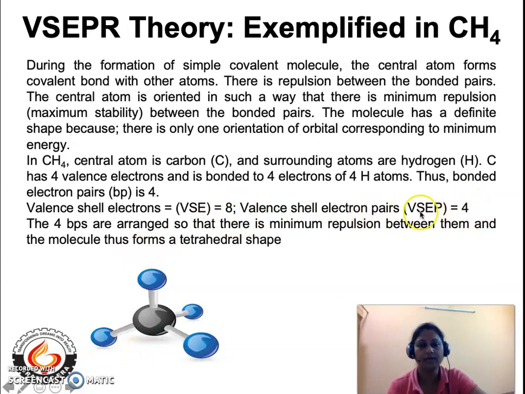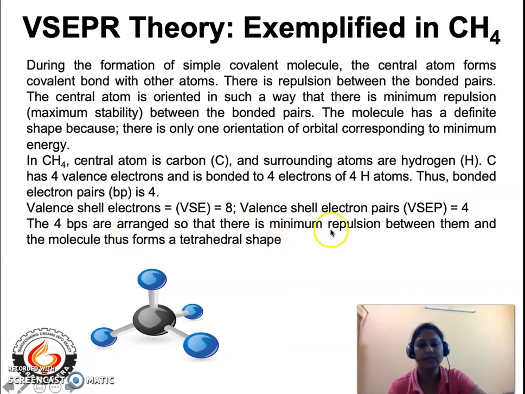So among the 4 VSEPs, that means the valence shell electron pairs are 4, and how many of the valence shell electron pairs are involved in bonding? So there are 4 bond pairs. So that means all the VSEPs are involved in bonding.